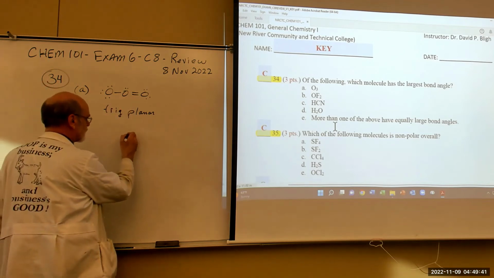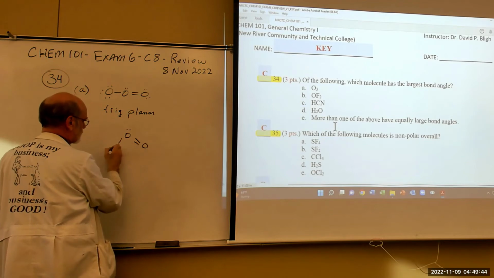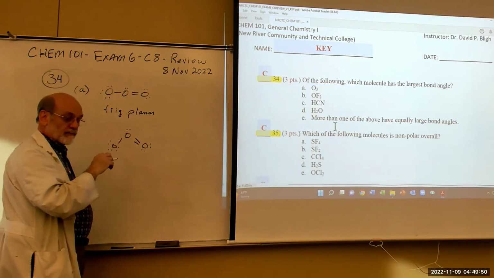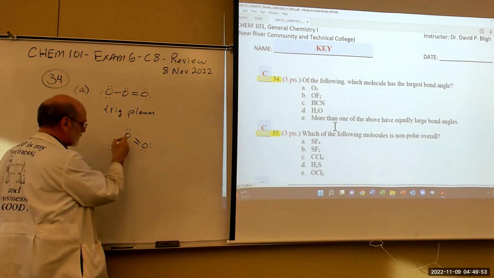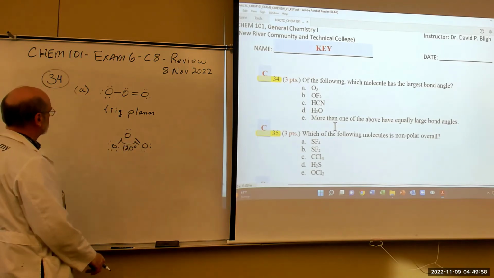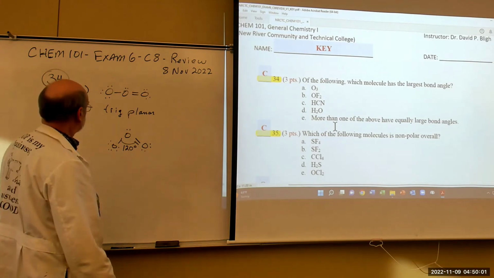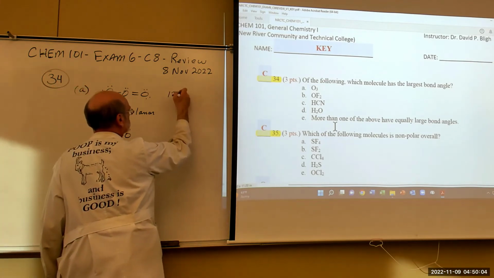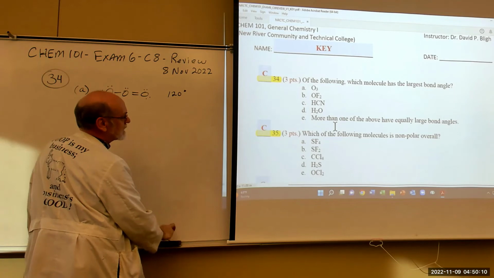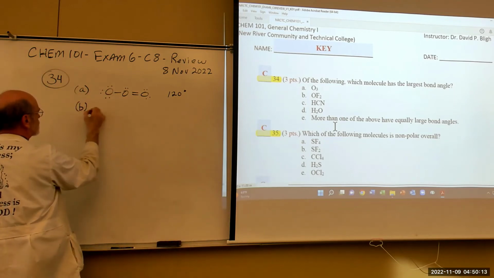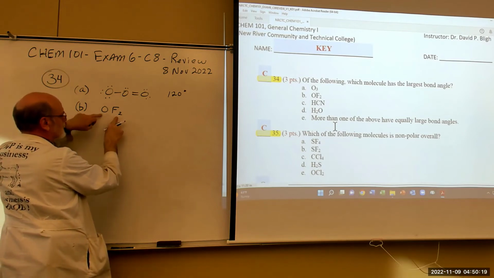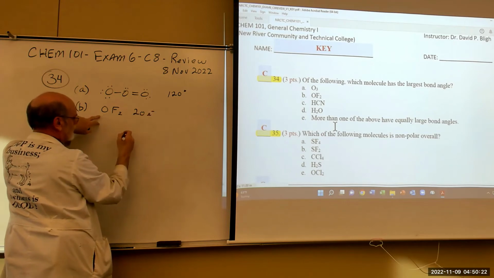Right? Trigonal planar says this, that. Right? So, and bond angles in trigonal planar would be 120 degrees, approximately. Okay? So, for this one, it's 120 degrees, is the bond angle. For B, OF2, this is 7 times 2 is 14 plus 6 is 20. 20 electrons, O in the middle.